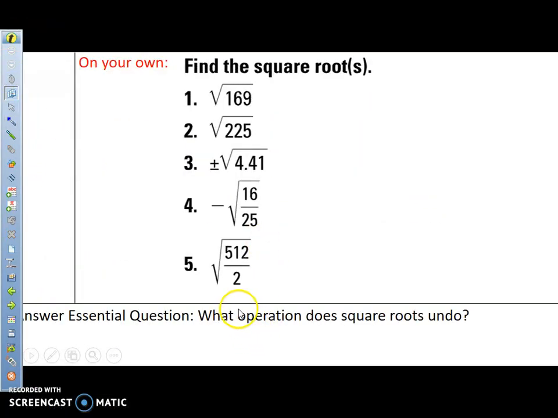All right, here's your on your own problems. Please go ahead and give them a try. Okay, when you're ready to check your answers, press resume and I'll be here.